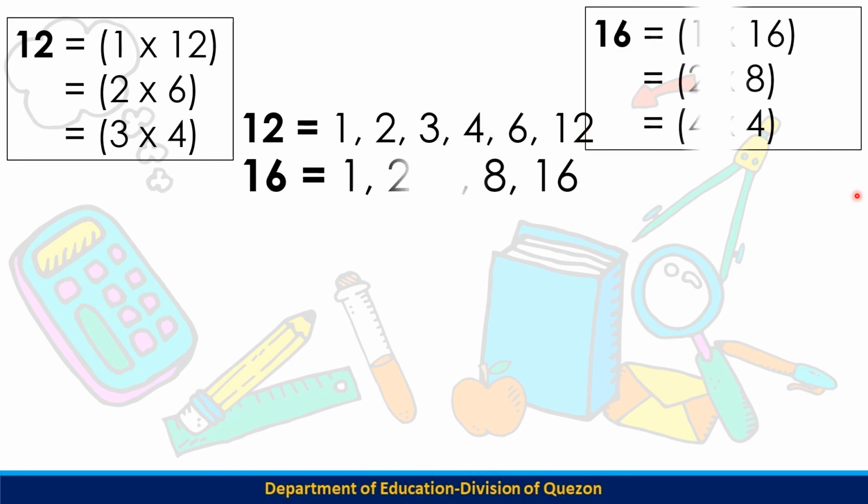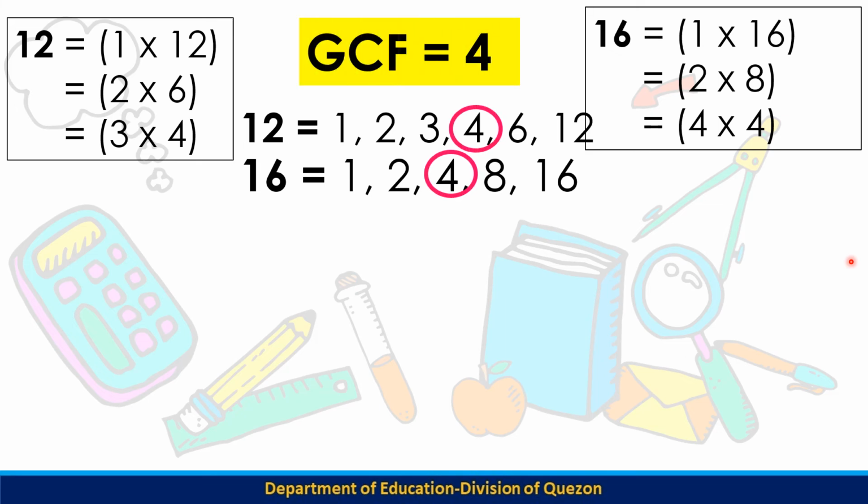The next number is 16. The factors are 1, 2, 4, 8, and 16. And what number, o ano kaya pong number, ang magkaparehas sila, yung largest number? The answer is 4.